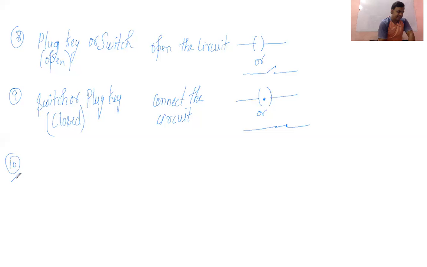And the tenth one, you can say, is the fuse. What are the basic properties of a fuse? We'll discuss these things. So this is basically a safety device. And what will the symbol of this be? It will be like this. This is the symbol of a fuse.